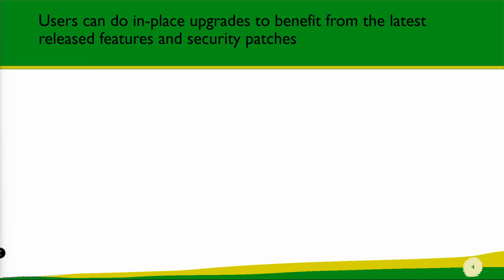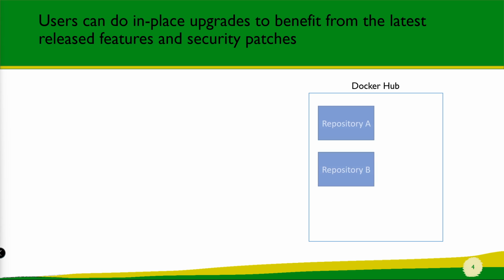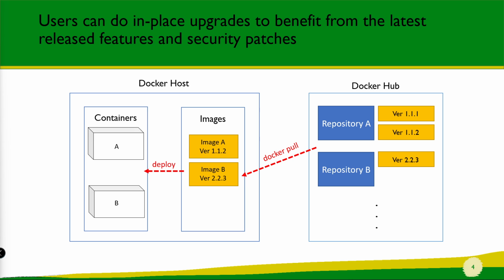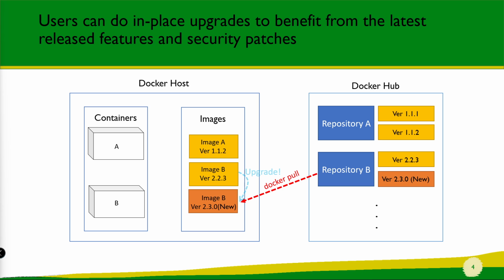Docker images facilitate the deployment of applications in production environments. Users can do in-place upgrades to benefit from the latest released features and security patches. As I said, Docker Hub contains many repositories for different applications with different versions. The users can simply pull the images from Docker Hub and deploy them as containers in the Docker host. Also, users can do in-place upgrades. When a newer version of a specific application is released on Docker Hub, the user can simply pull the image and deploy the newest version on the Docker host again.